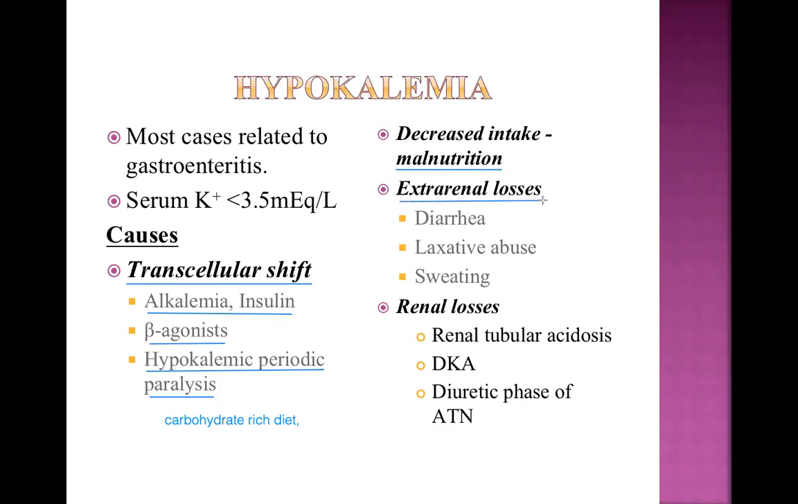Some extra renal causes of hypokalemia are diarrhea or gastroenteritis, use of laxatives excessively, which we call laxative abuse, which also results in diarrhea, and excessive sweating. So these are extra renal losses of potassium. Whereas the renal losses of potassium would be renal tubular acidosis or RTA, distal or proximal, diabetic ketoacidosis, and diuretic phase of acute tubular necrosis. This means the person is recovering from the renal failure caused by ATN. This is known as the diuretic phase, and there is excessive production of urine. Along with that urine, electrolytes are also lost, which results in hypokalemia.